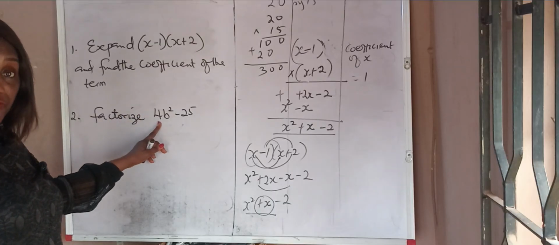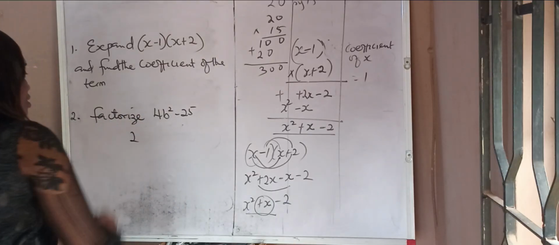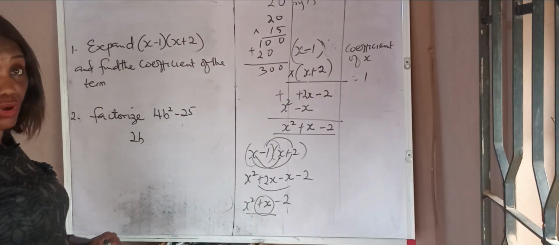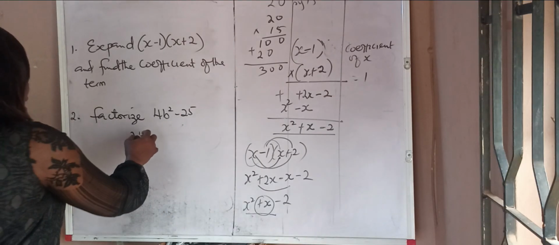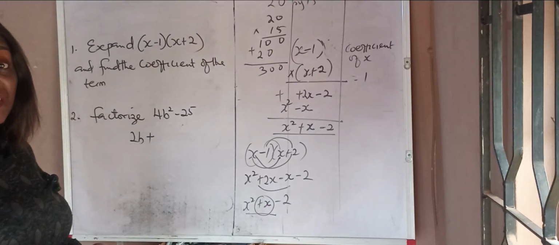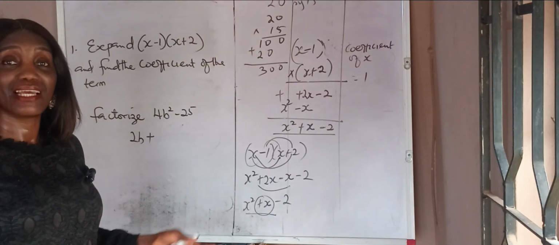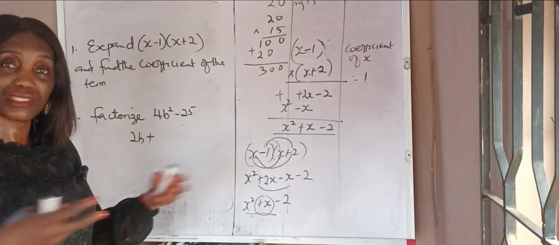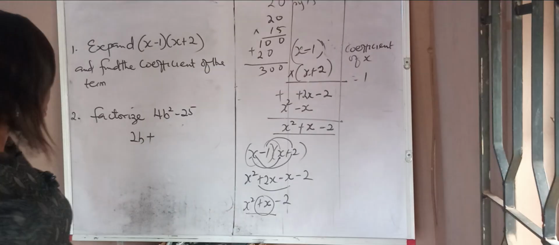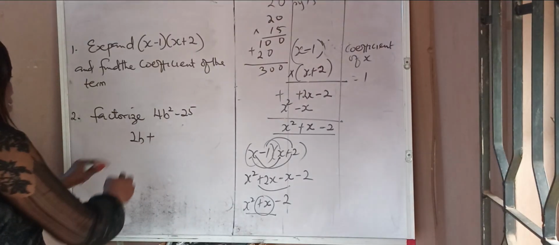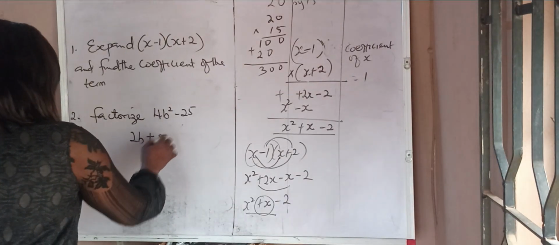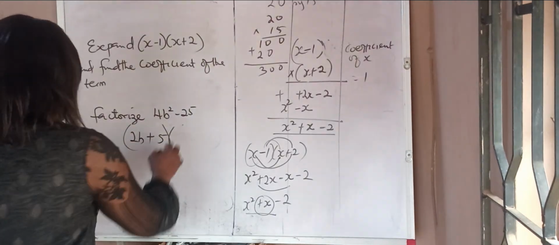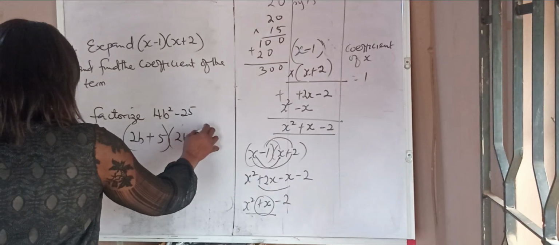What is the square root of 4? 2. What is the square root of b squared? b. Now what is the square root of 25? 5. The difference of two squares simply means the product of the sum and difference of the two terms. So the sum of it will now be 2b plus 5, and the difference of it, 2b minus 5.